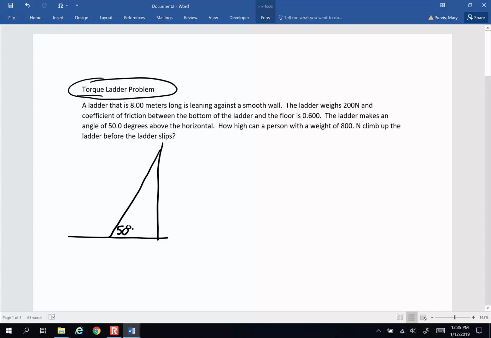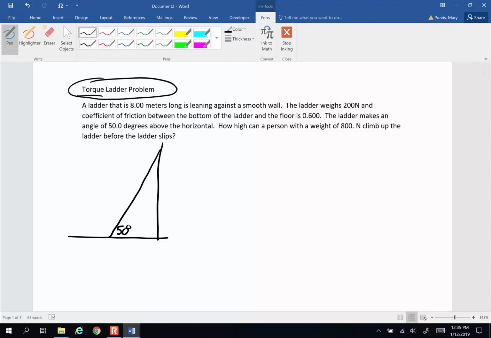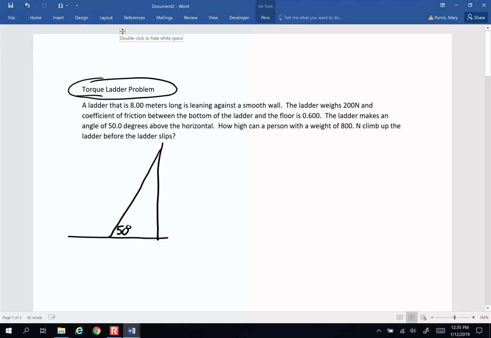Let's begin by drawing all of the forces that are actually on this ladder. So let's take a look at this. In the middle of the ladder, there is going to be the force of gravity of the ladder. So the ladder's weight pushing down is going to be right there. Some unknown height on the ladder is going to be the force of the person. So I'm going to call this FP for force of the person.